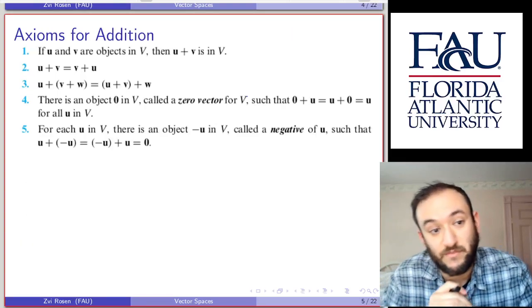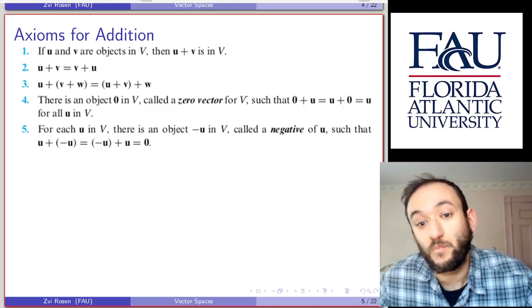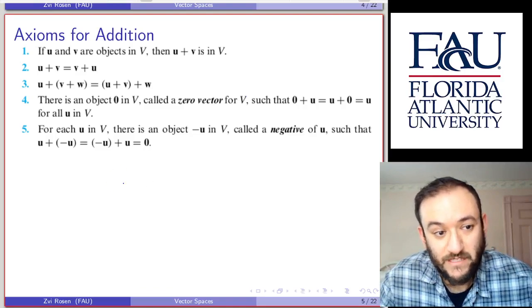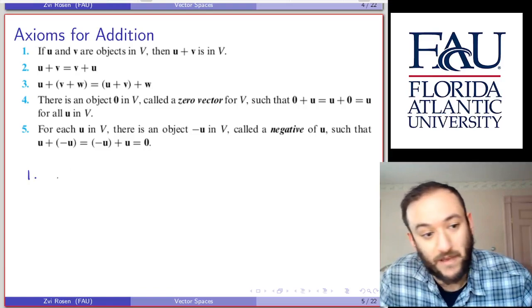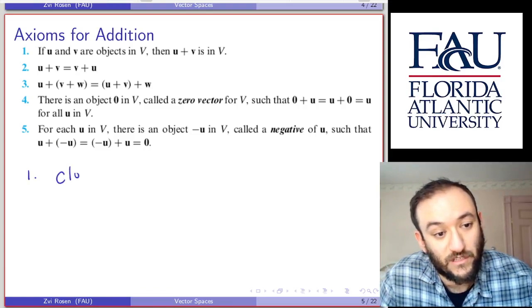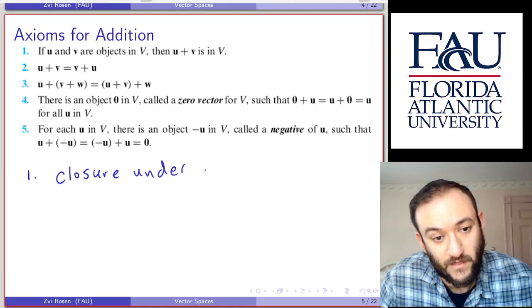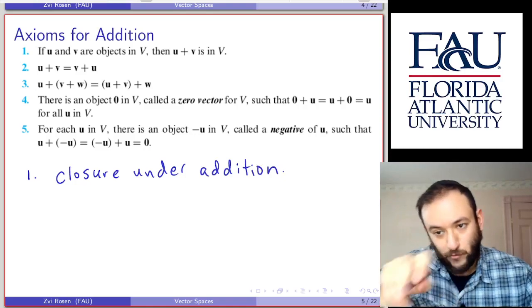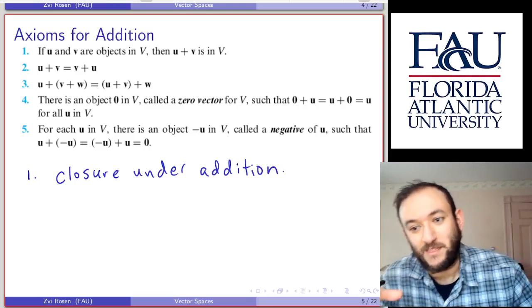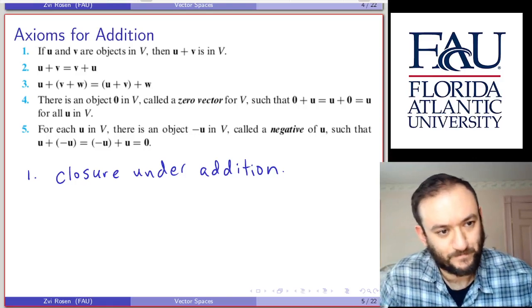First, we have our axioms for addition. Number 1, if u and v are objects in V, then u plus v is in V. Okay, so that means that I can add things together and I stay within my set. This is called closure under addition. Because, like if a box is closed, even when you move around inside, you'll stay inside the box. So that's the idea here. You take two things, add them together, you're still inside the box.